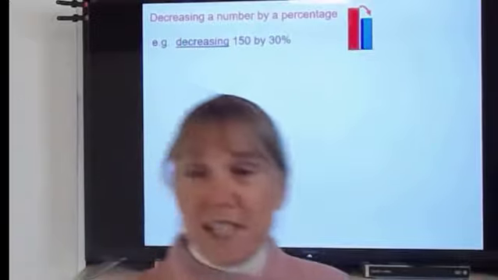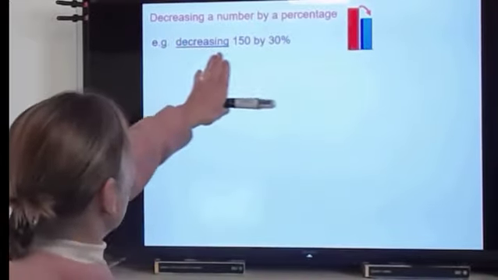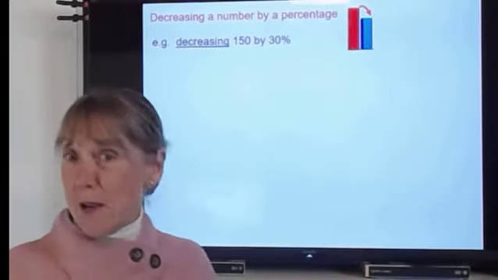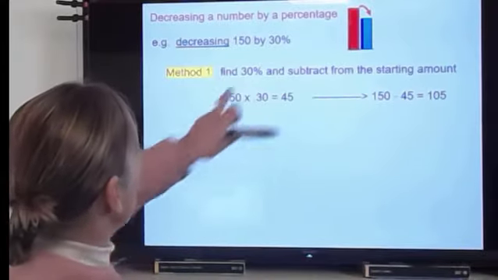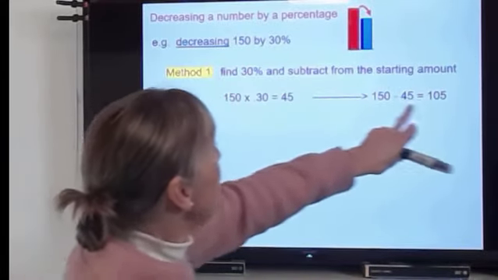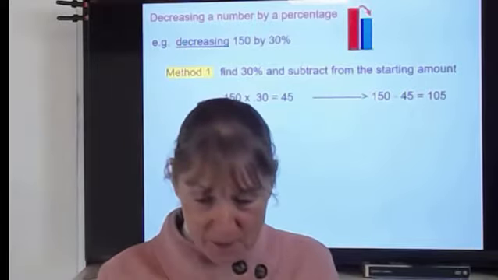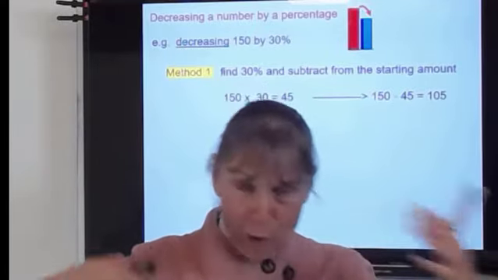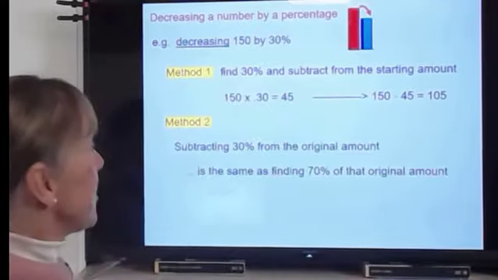What if we have to decrease a number? Well, we can do the same thing. We've got the same old boring method 1. We can find 30% of it and subtract it and get 105. That's okay, but it doesn't help us when we're getting more algorithmic later. So let's look at method 2.